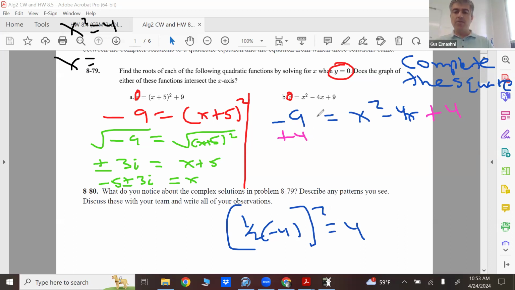So I'm just showing you another technique. So you get x minus 2 squared. Then you square root.